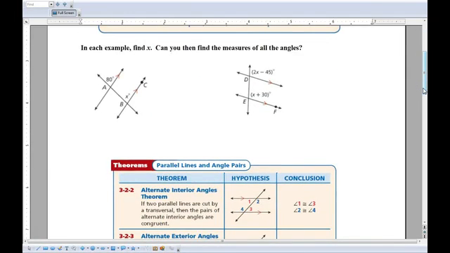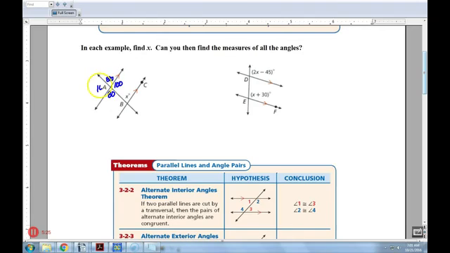So in each example, find x, and then can you find the measure of all the angles? Looking at this first one here, I can find all the angles in this first intersection using stuff from chapter 1. If you remember, the angle right below the 80 is a vertical angle, so they are equal. The angles adjacent to it form a straight line, so they add up to 180. So we have some linear pairs and vertical angles.